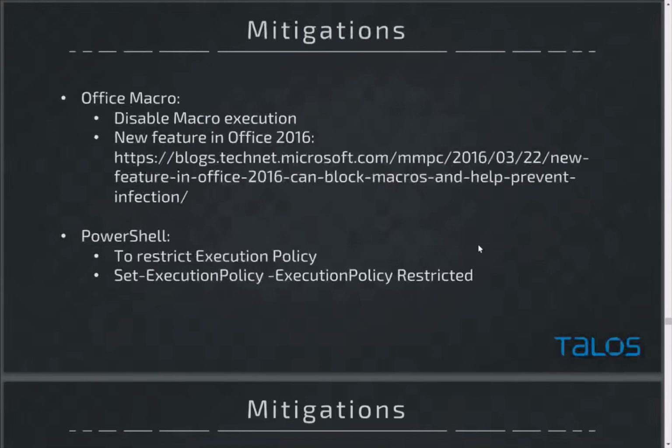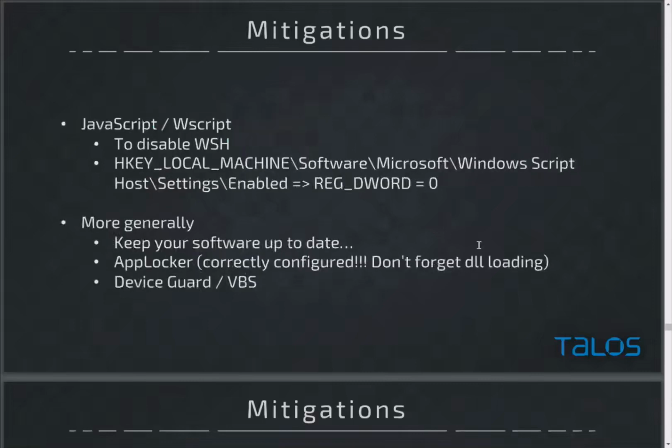We have some mitigations for this topic. It's nothing awesome. It's simply good practice, like disabling macro execution. On Windows, with Office 2016, you can have better control of macros. For PowerShell, typically you can add an execution restriction policy. So all this stuff is documented and should be applied. And if you apply all this stuff, all the case studies I mentioned won't work anymore.